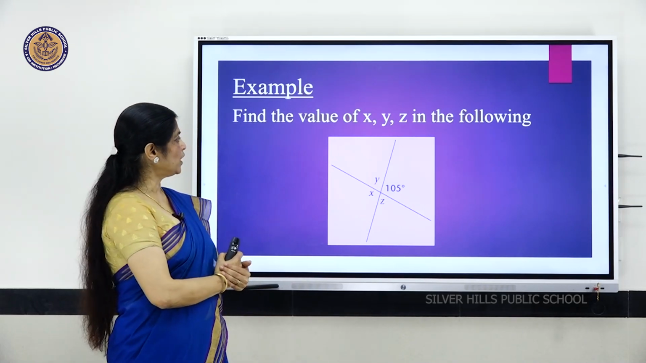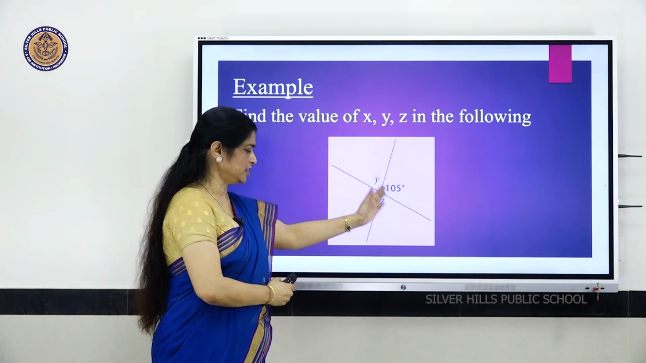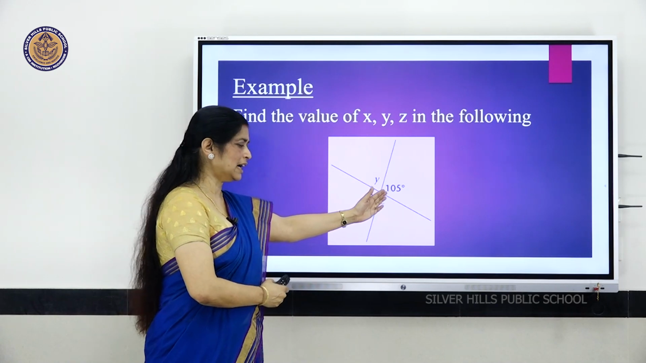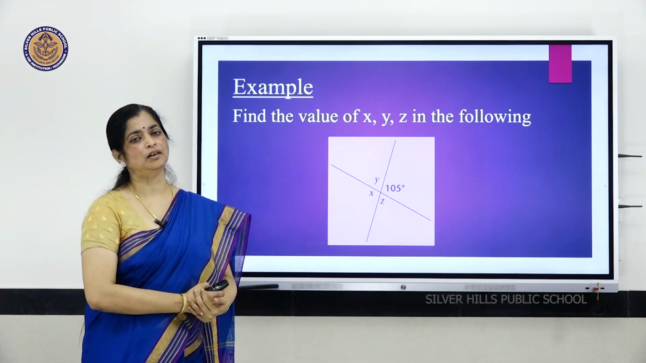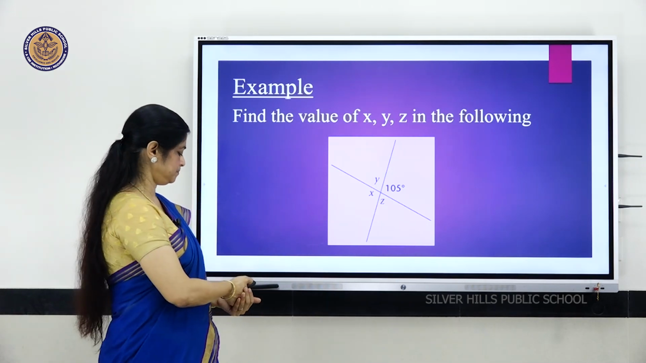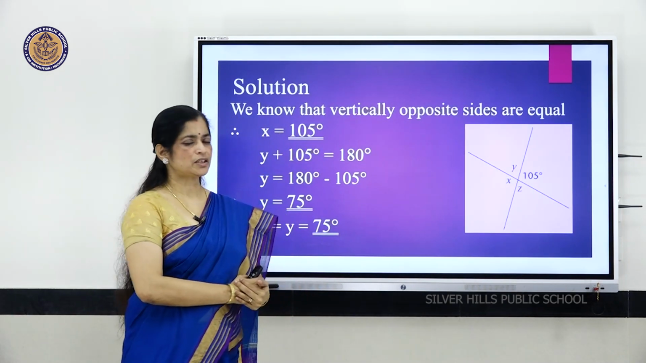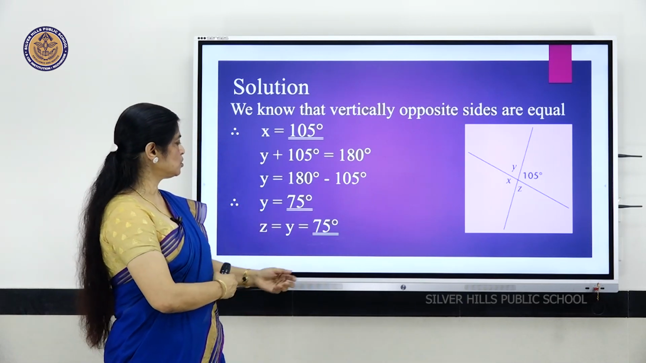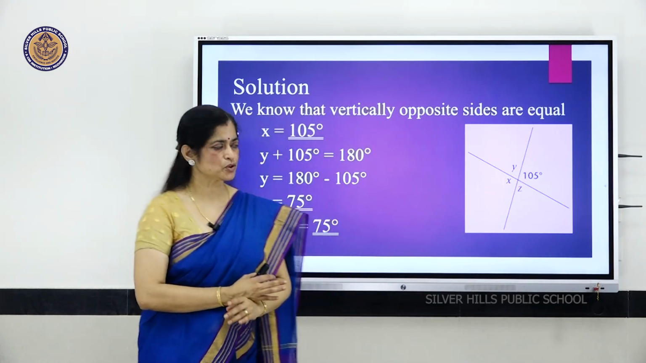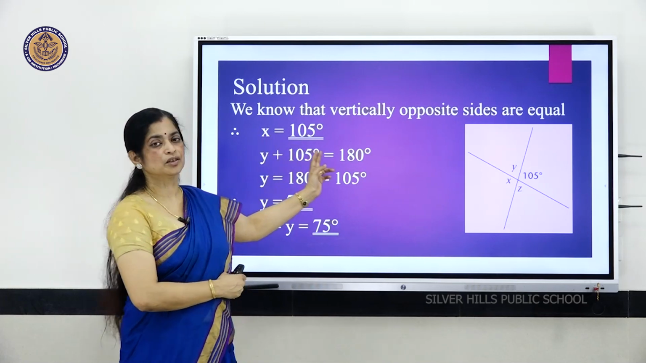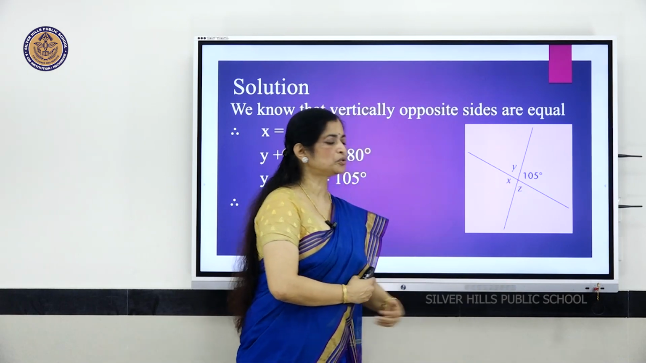Find the value of x, y, z in the following figure. Two lines intersect, out of which one angle is given, the others are x, y and z. How to find the value of x, y and z? We know that vertically opposite angles are equal. So, angle x will be equal to 105 because they are vertically opposite angles. So, we can write x is equal to 105 degrees and y plus 105 should give you 180.